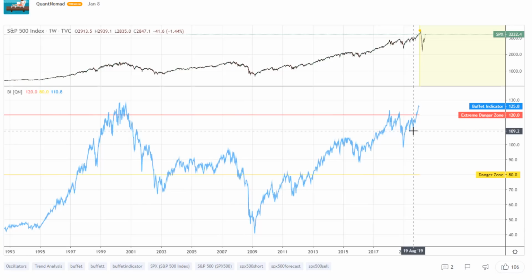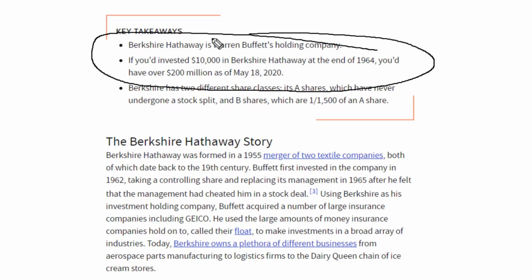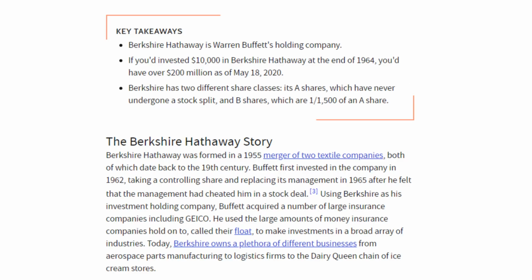So should we be concerned, or should we be rethinking what the Warren Buffett indicator actually means? To put how successful Warren Buffett has been, many people are aware that if you invested $10,000 in Berkshire Hathaway at the end of 1964, you'd have around $200 million as of May 18th, 2020. Of course, that is an amazing return and the numbers cannot be denied.